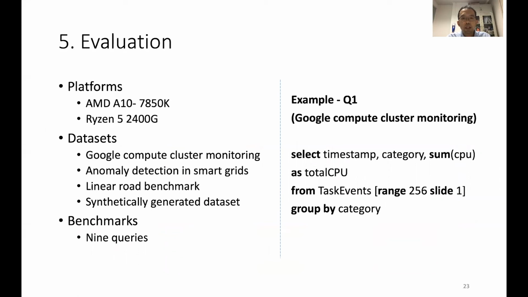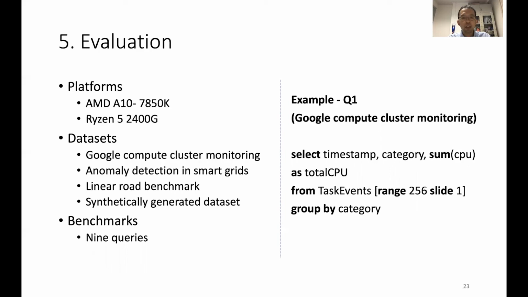The first dataset is Google Compute Cluster Monitoring, which emulates a cluster management scenario. The second dataset is Anomaly Detection in Smart Grids, which is about detection in energy consumption from different devices of a smart electricity grid. The third dataset is Linear Road Benchmark, which models a network of toll roads. These traces come from real-world applications.